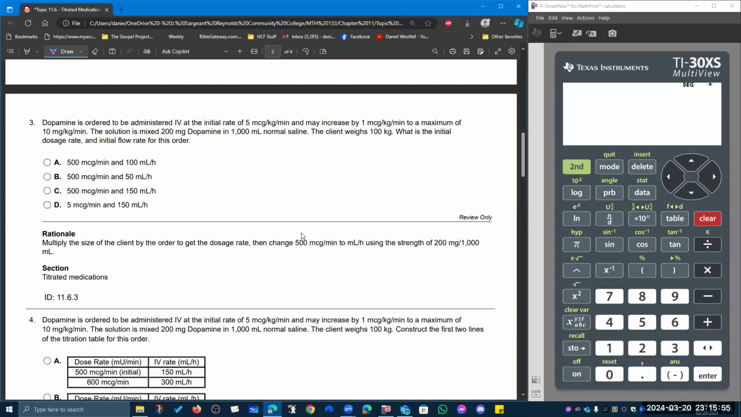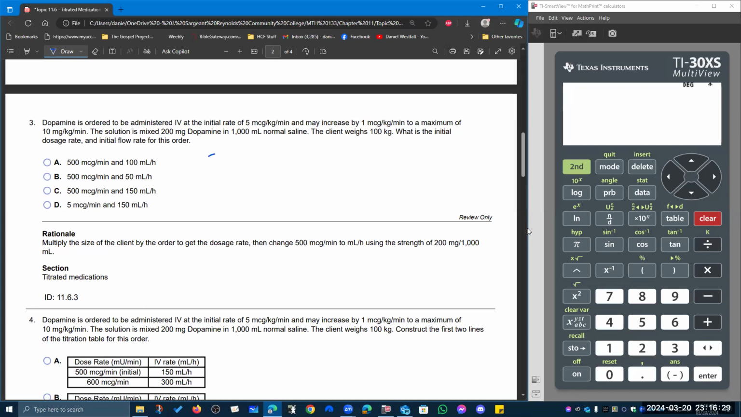Dopamine is ordered to be administered IV at an initial rate of 5 micrograms per kilogram per minute and may increase by 1 microgram per kilogram per minute to a maximum of 10 micrograms per kilogram per minute. The solution is mixed with strength of 200 milligrams of dopamine in 1,000 milliliters of normal saline. The client weighs 100 kilograms.